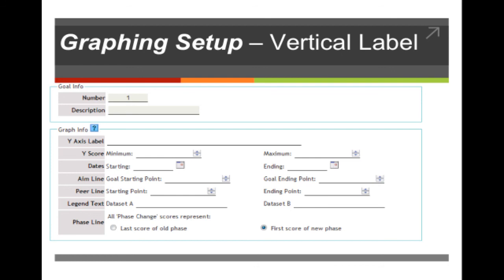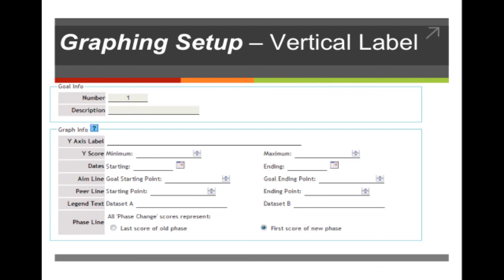The first required field is the y-axis or vertical label. This describes the units of measurement, for example, in percent correct or words correct per minute. The second required field is the y-axis scores. These are the top and bottom numbers for the vertical scale on your graph and what the interval will be between those scores. For example, with percent correct, you most likely would choose a score of 1 to 100 with an interval of 10.